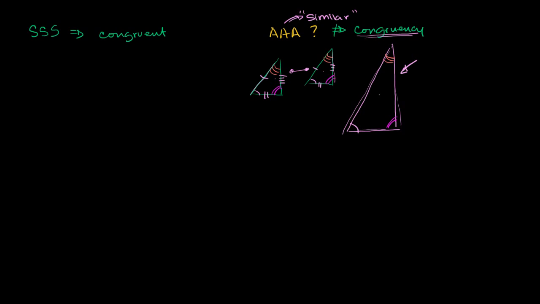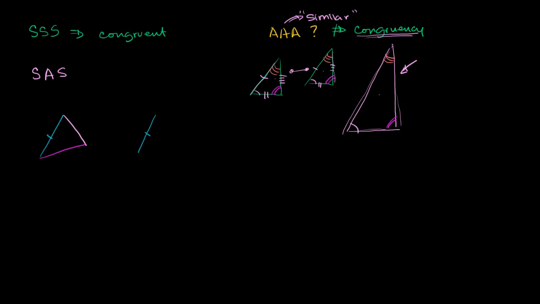What about side, angle, side? So let's try this out. Side, angle, side. So let's start off with one triangle right over here. Let's start off with a triangle that looks like this. I have my blue side, I have my pink side, and I have my magenta side. And let's say that I have another triangle that has this blue side. It has the same length as that blue side. So let me draw it like that. So that length and that length are going to be the same.